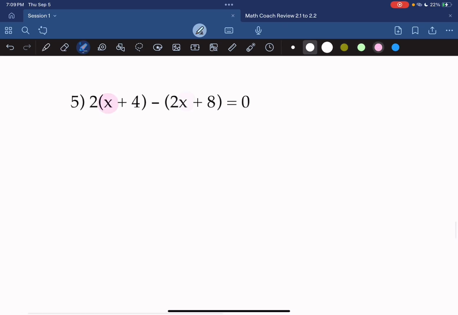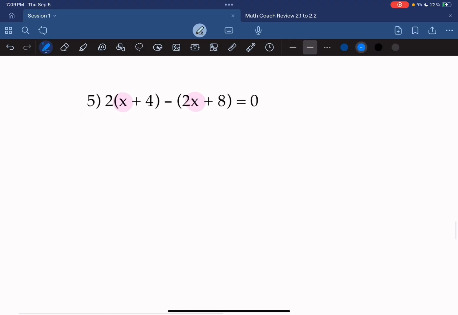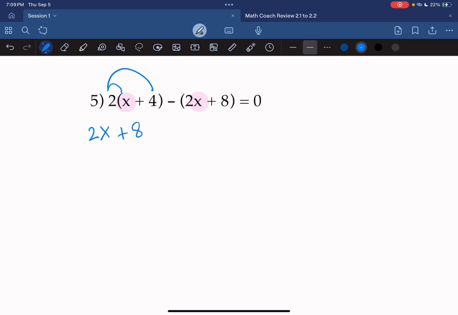So solving for x, once again, easy peasy. We've done this before. So 2 times x is going to give us 2x. 2 times 4 is going to give us 8. So now, remember what we said about the negative sign. There is no addition or subtraction here in between the negative 1 and this parentheses. So we're multiplying. A negative times a positive is going to make a negative. So negative 1 times 2x is negative 2x. Negative 1 times 8 is going to make negative 8 equals 0.